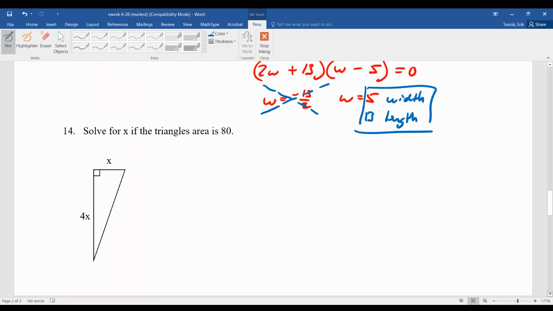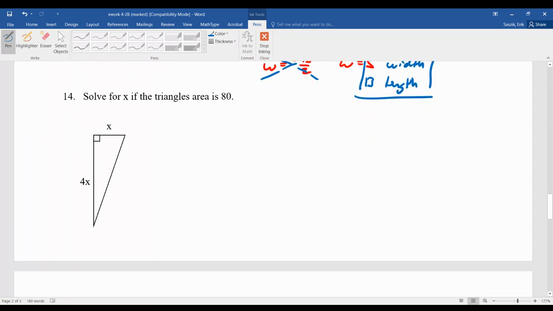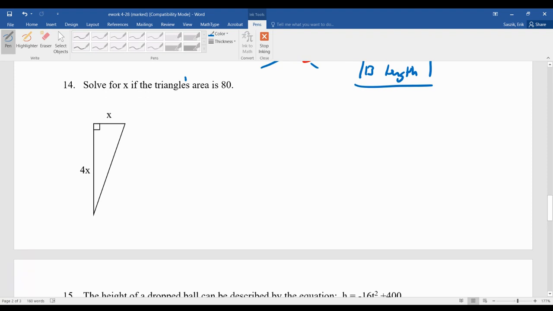All right. Solve for x if the triangle's area is 80. How do you find the area of a triangle? I'm hoping that you remember that the area is going to be base times height over 2. Okay. And actually, they told us the area was 80, so let's plug that in there. And now we just have to solve that.